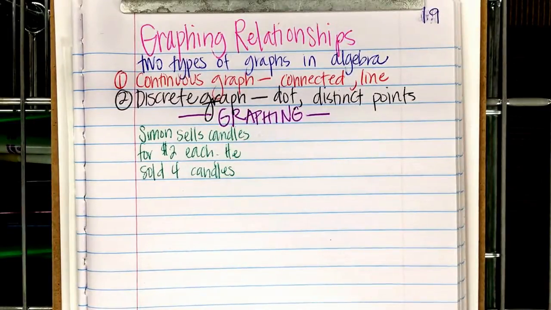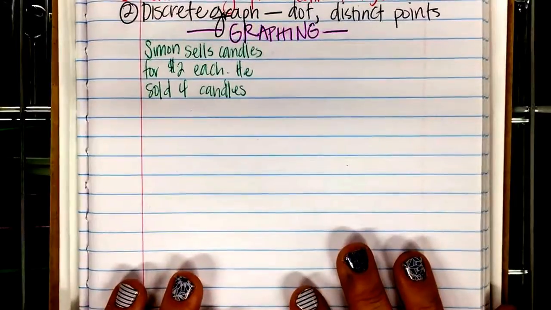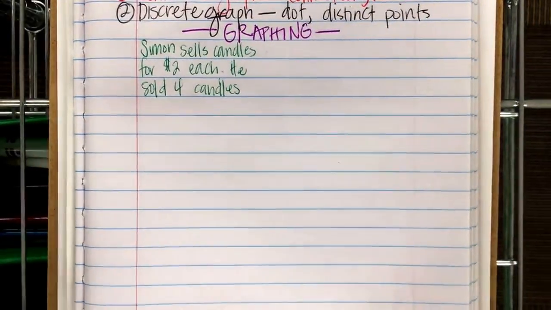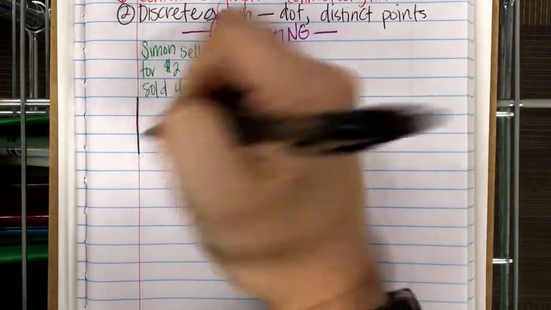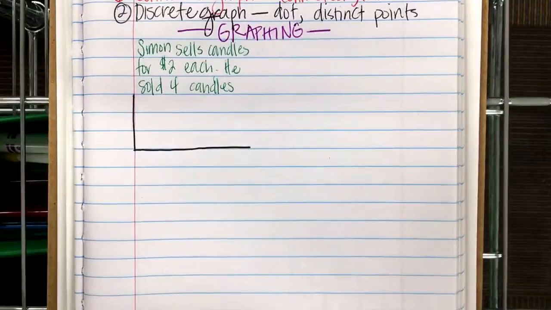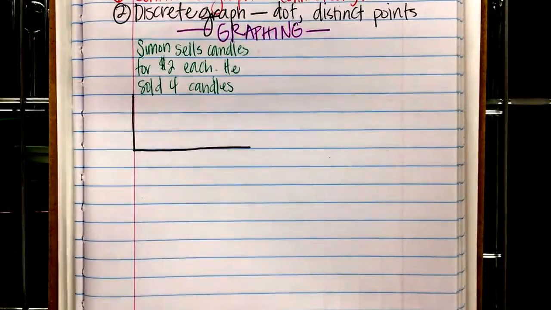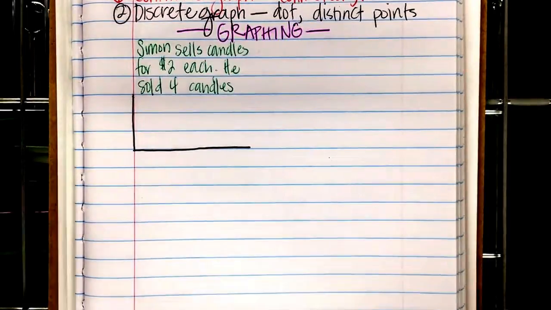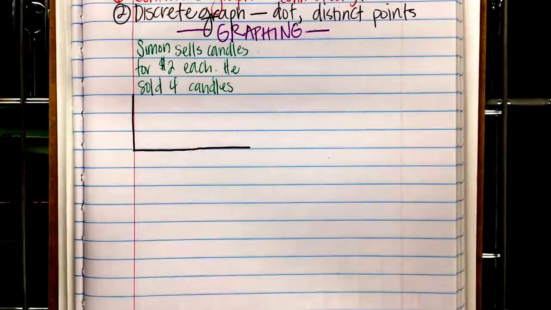Yeah. Simon's got this stand. He's got a storefront, right? Sells them out of a cute little stand at the farmer's market. Simon sells 1 candle. What happens? $2. He gets $2. Simon sells another candle, so he's now sold 2 candles. How much does he have? Simon sold 3 candles. How much does he have? Should this be a continuous graph or should it be discrete?